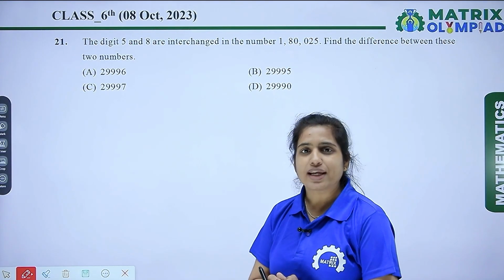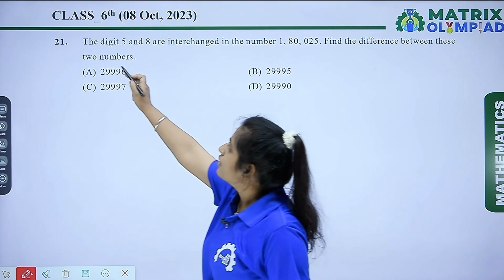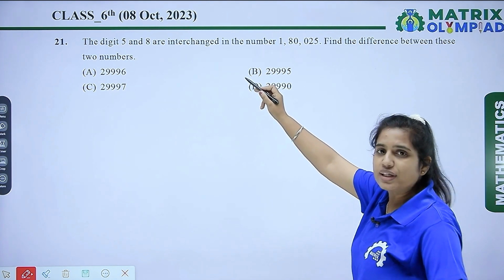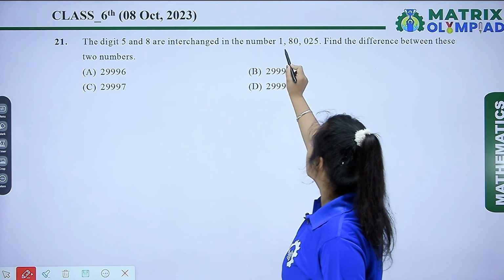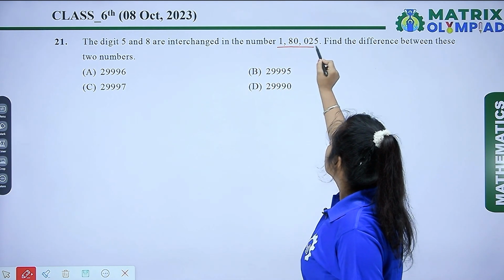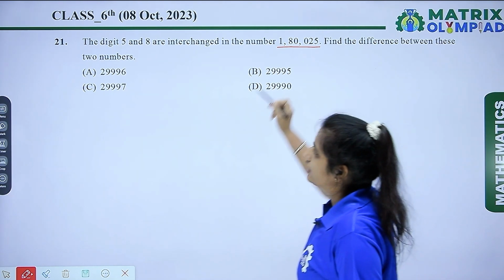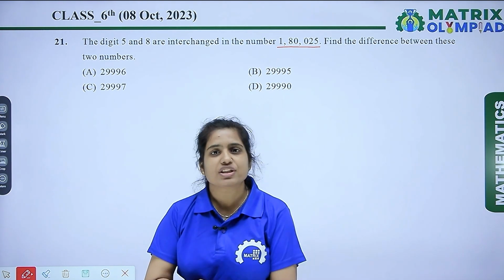In question number 21, it is said that the digits 5 and 8 are interchanged. ये दोनों जो digits हैं ये क्या हो रही है? Interchange in the number 1,80,025. Find the difference between these two numbers. हमें दोनों numbers के बीच का difference find out करना है.